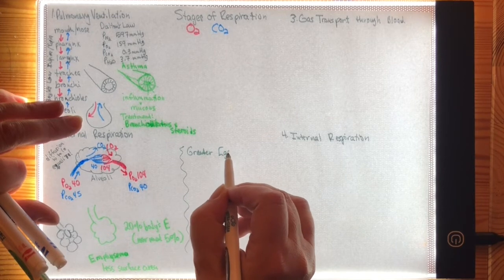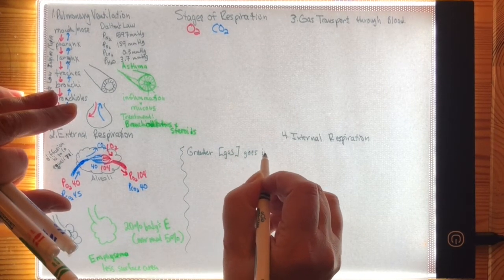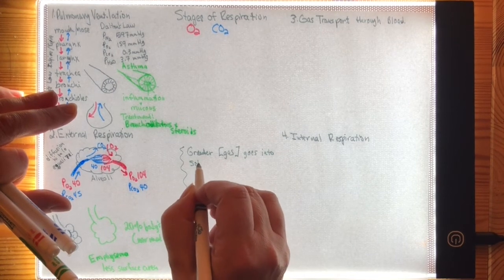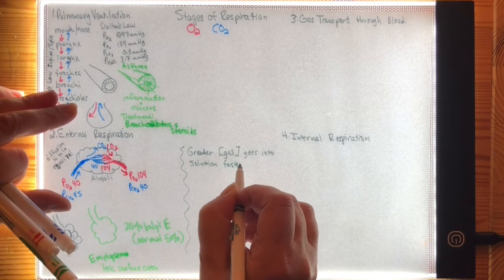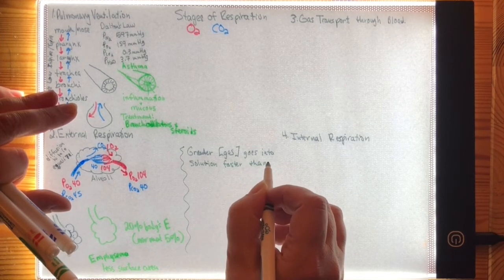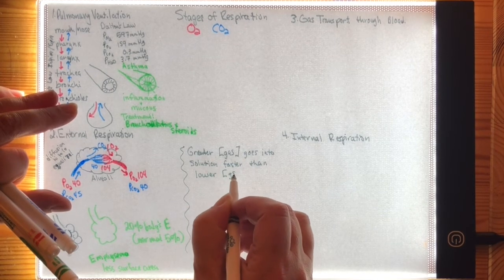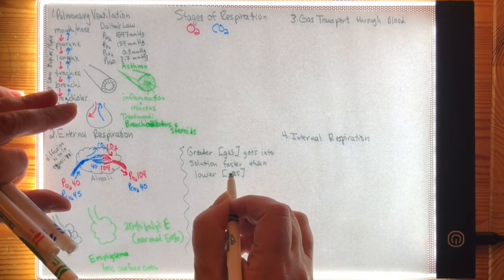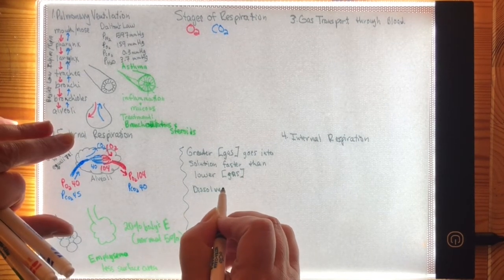Right, let's move on to our next gas law, which is Henry's Law. I forgot to write Henry's Law, but that's what we're stating here. Henry's Law. William Henry did his work in the 1800s. Pretty cool. But anyway, Henry's Law of partial pressure states that a greater concentration of gas goes into solution faster, more efficiently, than a lower concentration of gas.